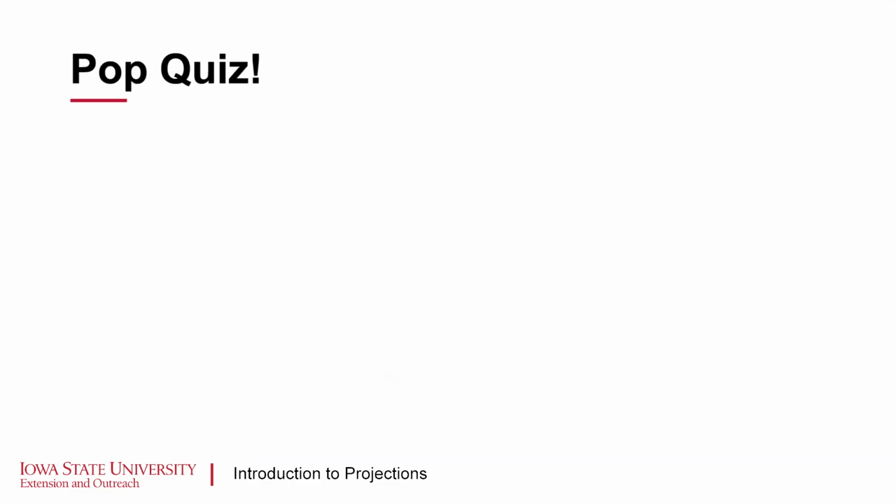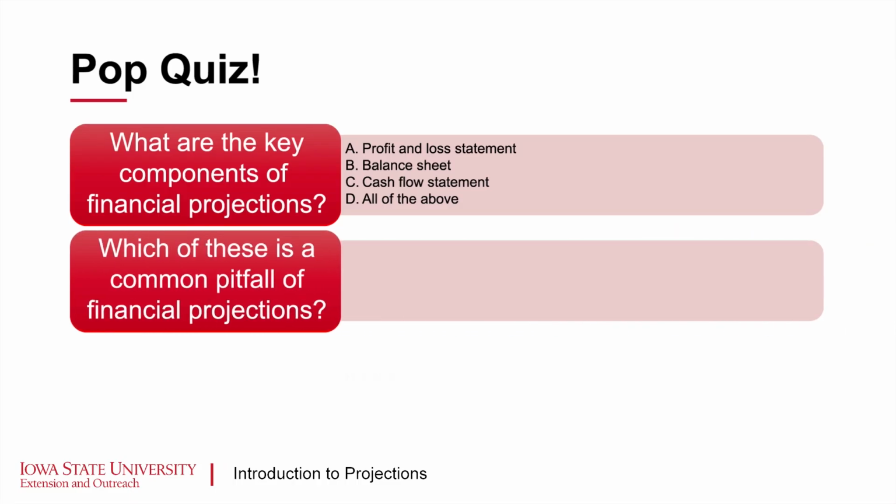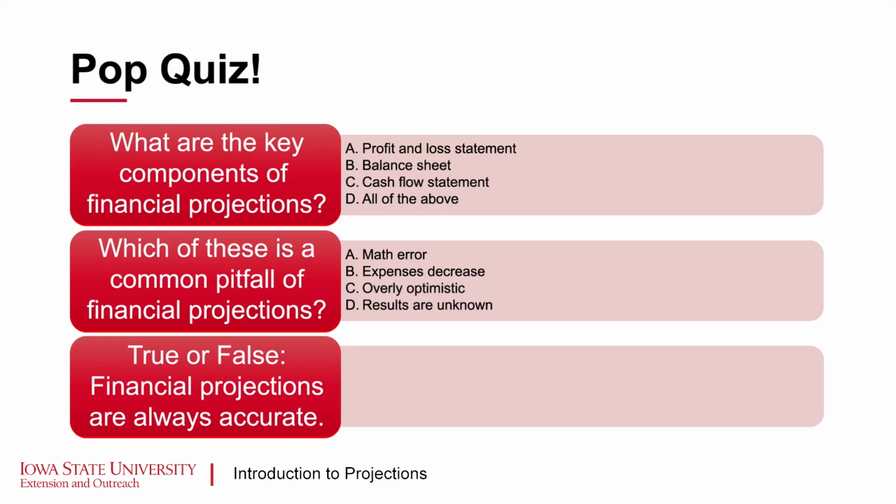Let's test what we've covered so far with a short quiz. Question 1. What are the key components of financial projections? A, a profit and loss statement, B, a balance sheet, C, a cash flow statement, or D, all of the above? Question 2, which of these is a common pitfall of financial projections? Is it A, math error, B, expenses decrease, C, being overly optimistic, or D, the results are unknown? Question 3, financial projections are always accurate. Is this true or false? If you need extra time to determine each answer, feel free to pause the video now. We'll show the answers in just a few seconds.